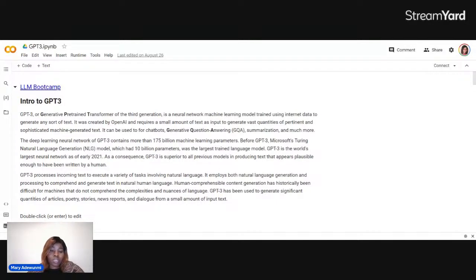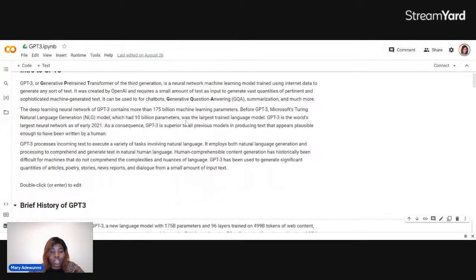Yeah, the parameters you use to train. Before GPT-3, we had Microsoft Turing. Those were the ones developed after T5, which had 10 billion parameters and was the largest trained model then. That was then, but now we have GPT-3, GPT-3.5 Turbo, GPT-4, and I'm sure GPT-5 is on the way, if it's not here already.